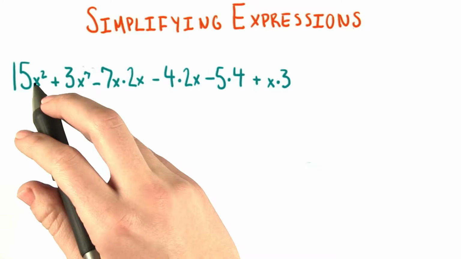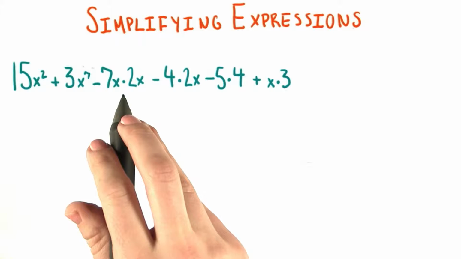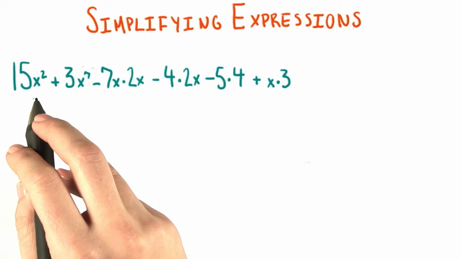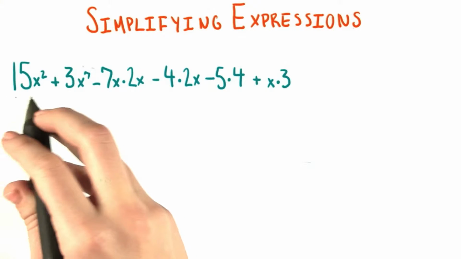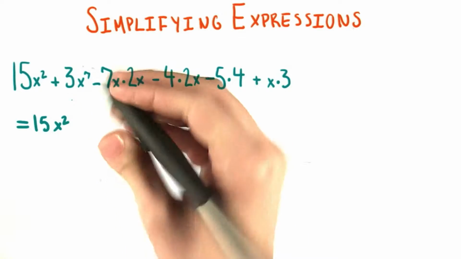The first thing that I'm going to do in trying to simplify this expression is to look at each of the terms and figure out if I can squish it down at all. So first we have 15x squared. There's nothing that I can do to make that more simple on its own, so I'm just going to rewrite it. Then 3x to the 7th, same thing.